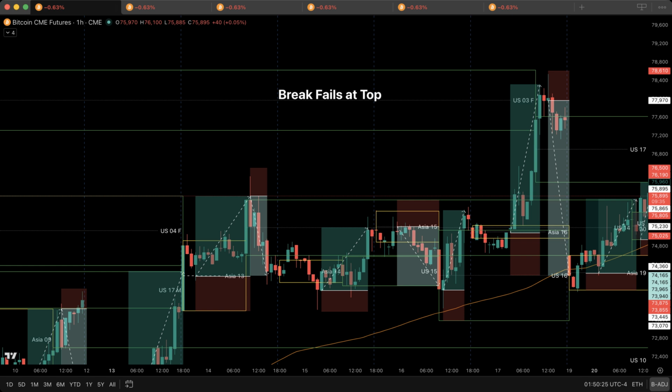Now execution forms. April 19th. Asia session midpoint becomes the entry. Price reaches the midpoint. You enter long. It reacts immediately. Entry at April 19th Asia session midpoint. Stop at April 19th Asia session bottom. Target at April 14th US session upper boundary. Risk reward 4.42. Price moves.